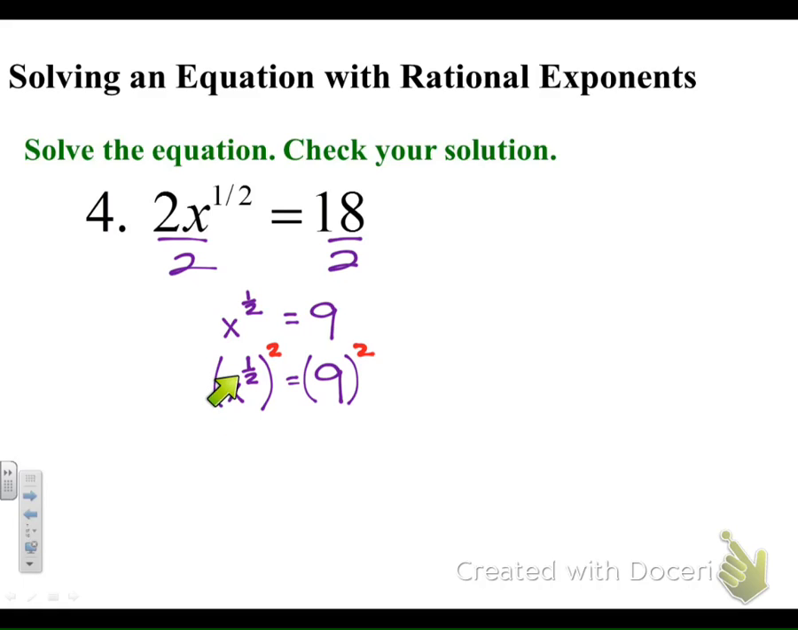And let's recall, when you have a power raised to a power, you actually multiply powers. If you take a 1/2 times 2, you get 1. A 1/2 times 2 in your calculator gives you 1. So this is like x to the 1st power, which is what we want to end up with. X to the 1st power equals a number. And then I check it. 81 to the 1/2 power, well, that's like the square root of 81. 9 times 2 does get me 18.